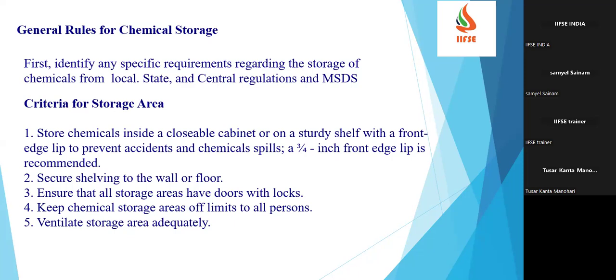Then criteria for a storage area. So what is the criteria? Store chemicals inside a closable cabinet on a sturdy shelf with a front edge lip to prevent accidents and chemical spills, and a 3/4 inch front edge lip is recommended. So for the closed cabinets, we should ensure these requirements for better handling. Then secure shelving to the wall and also the floor. So if you are using shelves, we should ensure that those shelves are properly attached to the walls.